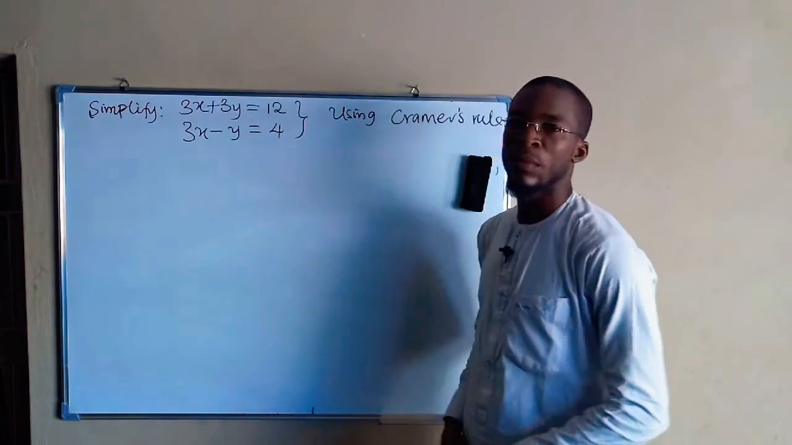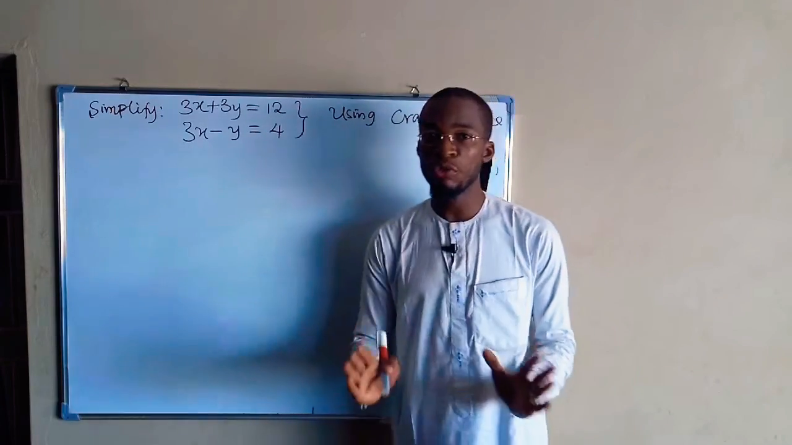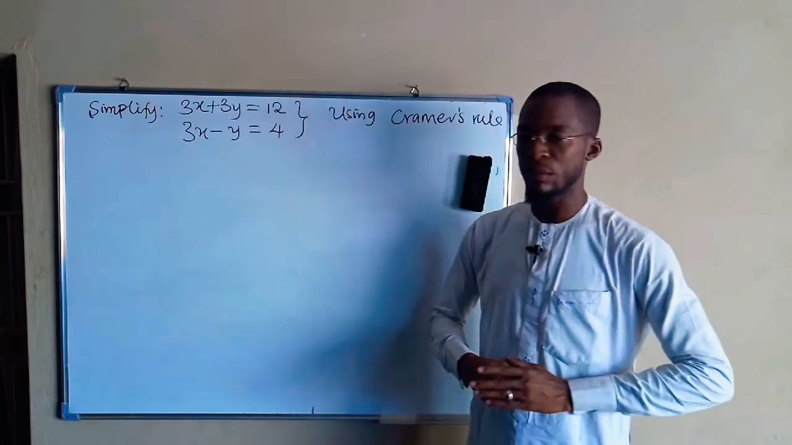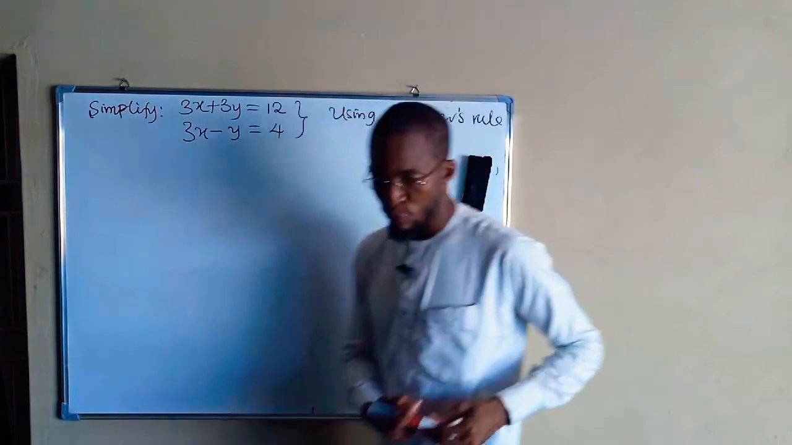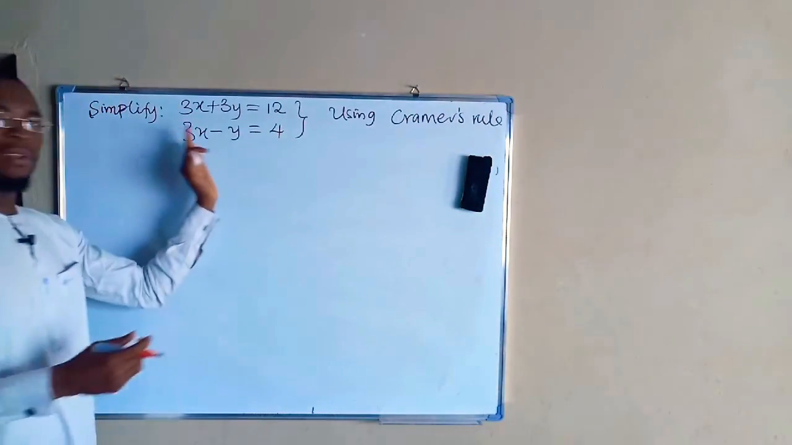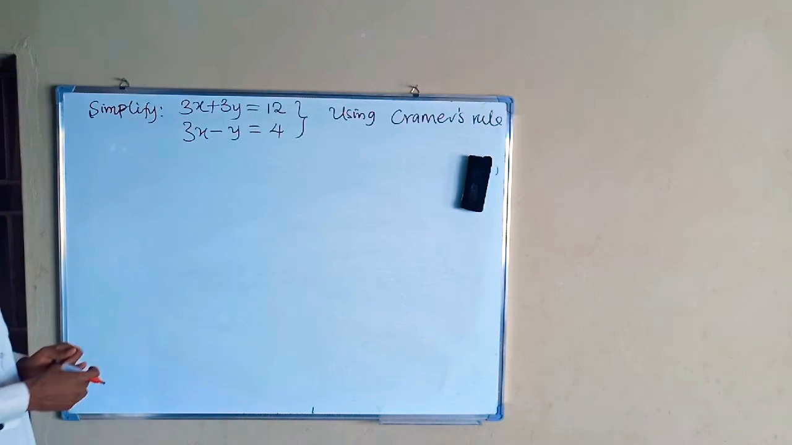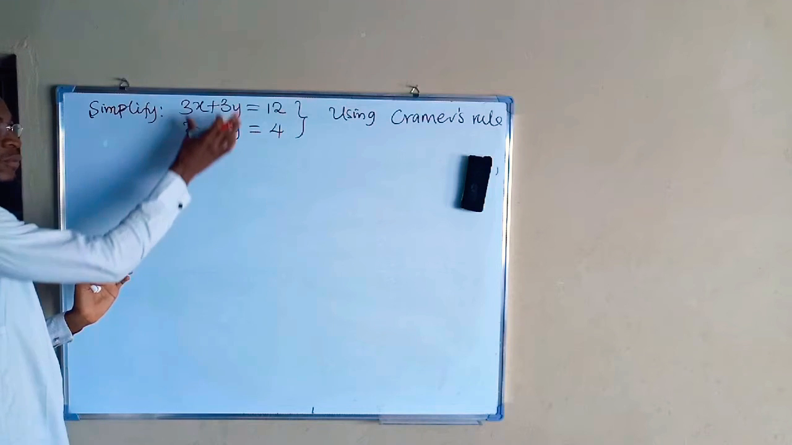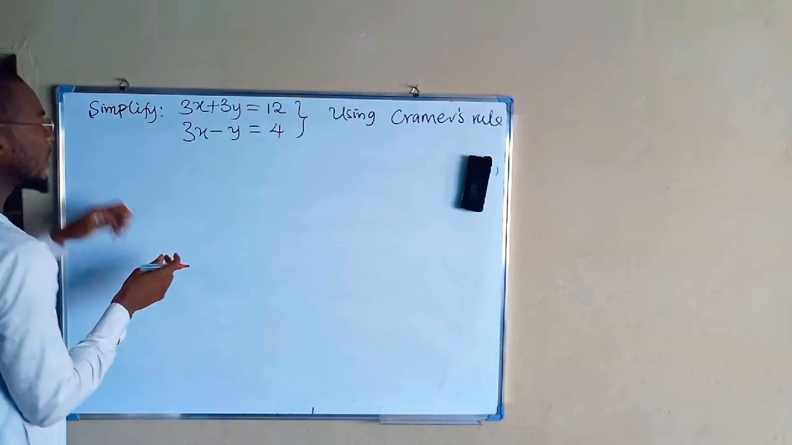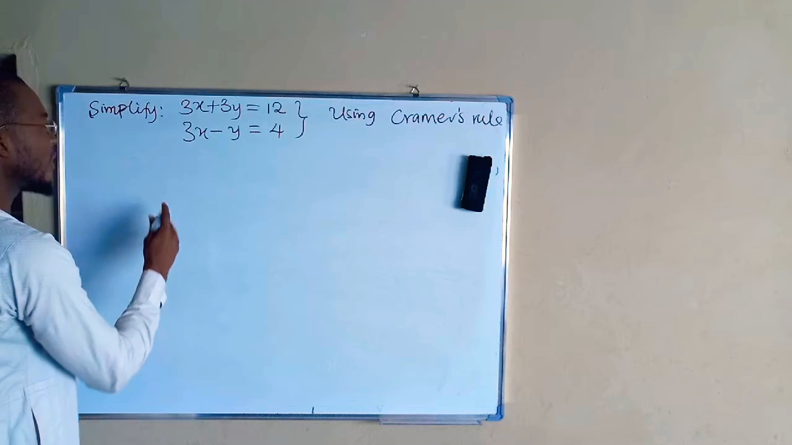Good morning. Today I'm going to show you how to solve simultaneous equations using Cramer's rule. Cramer's rule says if you are given a simultaneous equation, all you have to do is first form a matrix of the coefficients of your variables. So let us form the matrix.